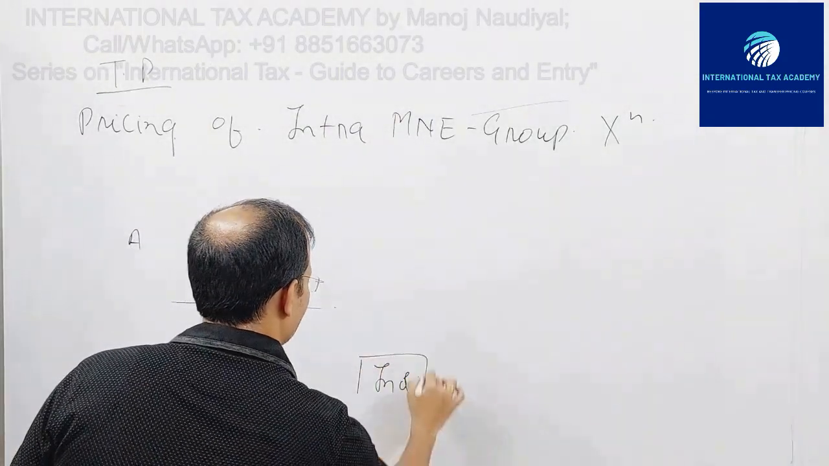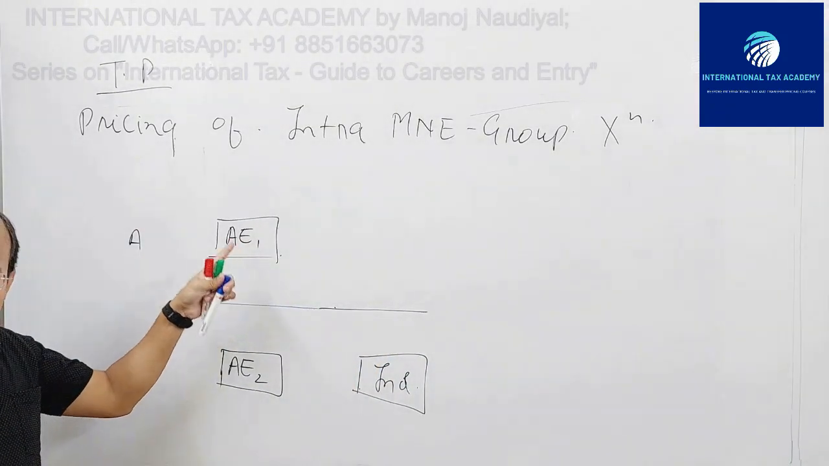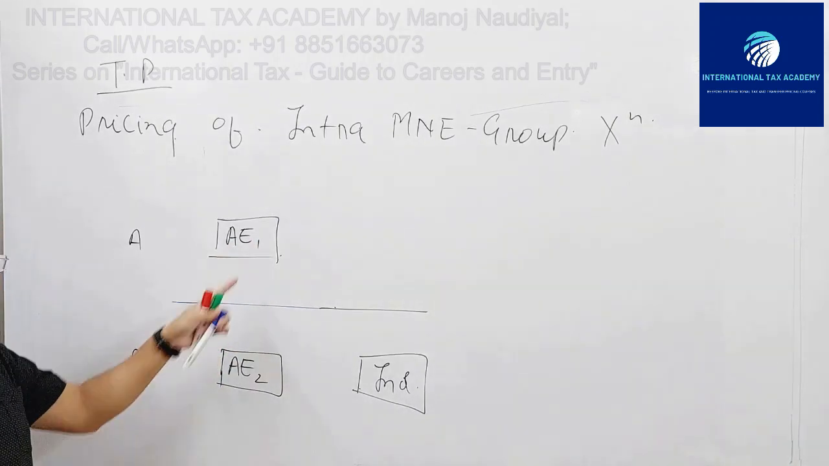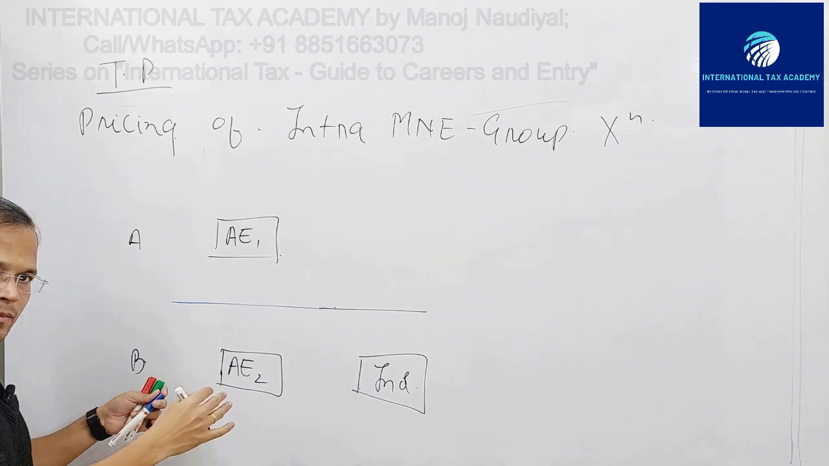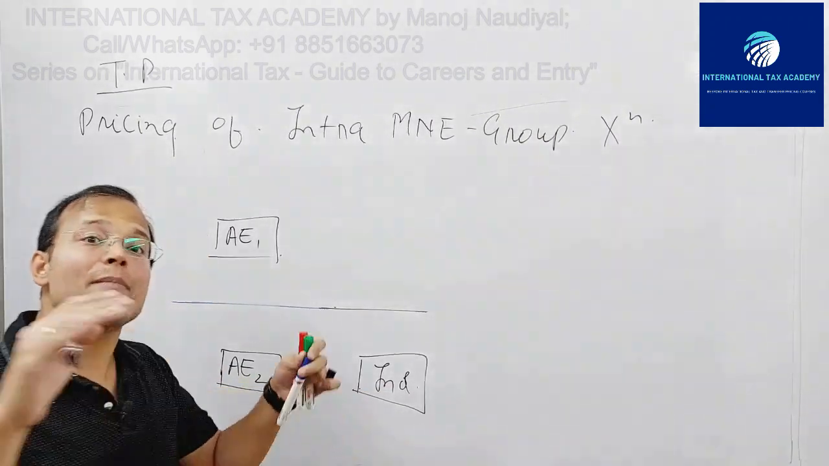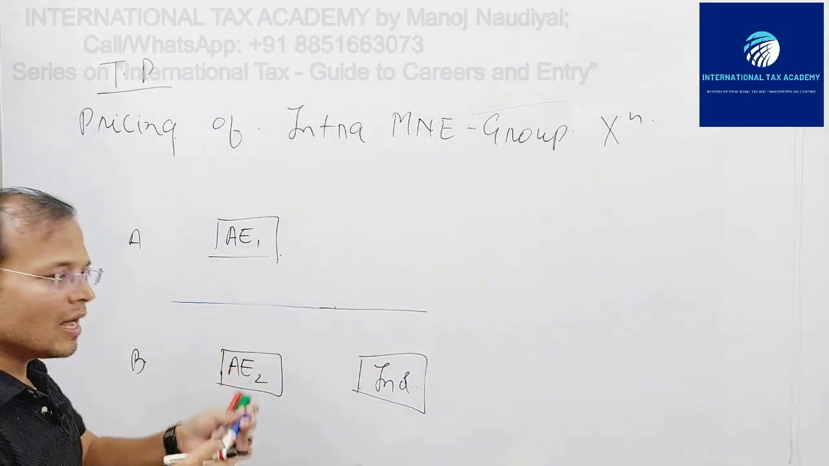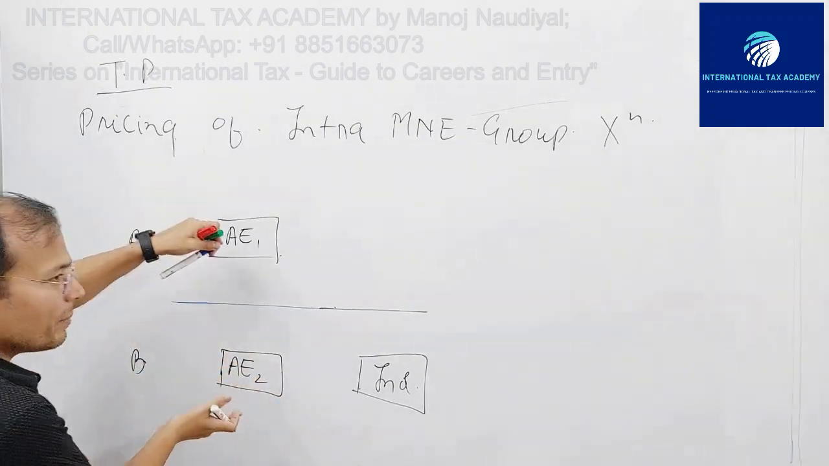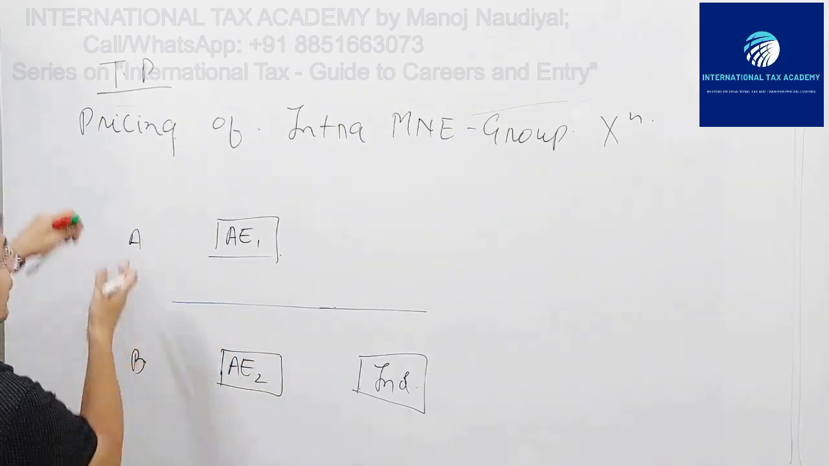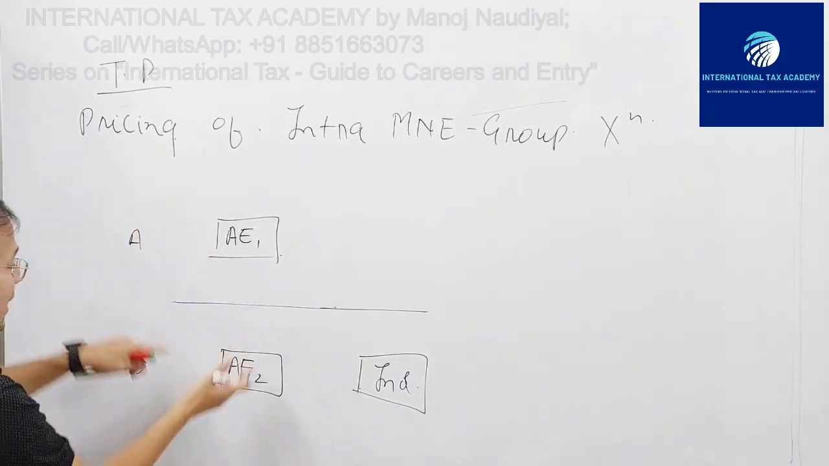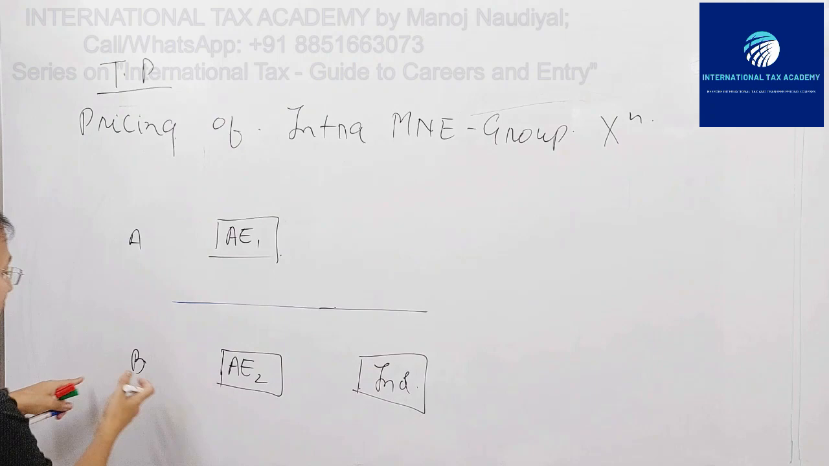AE means associated entity. AE1, associated entity number 1. AE2 means associated entity number 2. And IND means independent entity. Now, what is the meaning of the word associated entity? These 2 companies are distinct legal entities, they are companies. AE1 is the resident of country A, AE2 is the resident of country B, and the independent entity is also a company resident in country B.